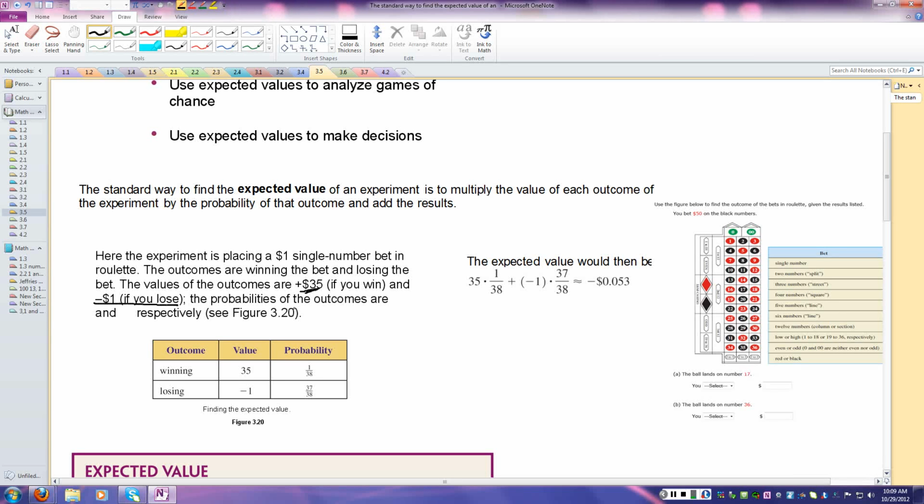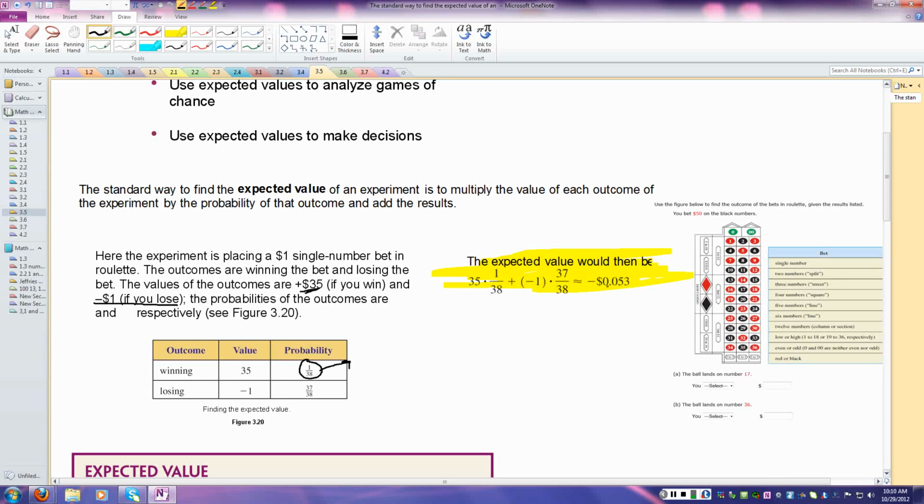The probabilities of the outcomes are given here. If I win $35, the probability of winning is 1 over 38, right? There are 38 spots on a roulette board, so the probability that I win is 1 out of 38. If I lose $1, the probability that I lose is 37 out of 38. So to find the expected value, it would be the value if I win times the probability I win, plus the value if I lose times the probability I lose.